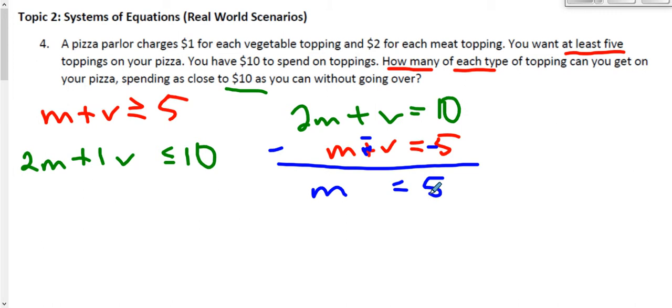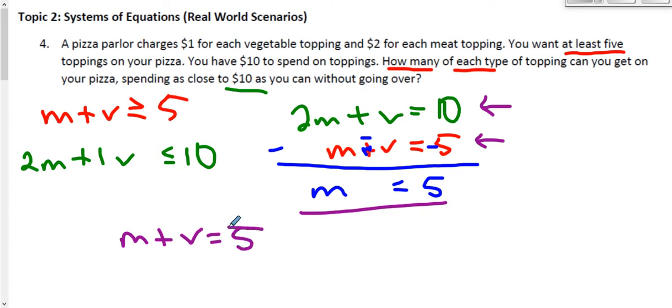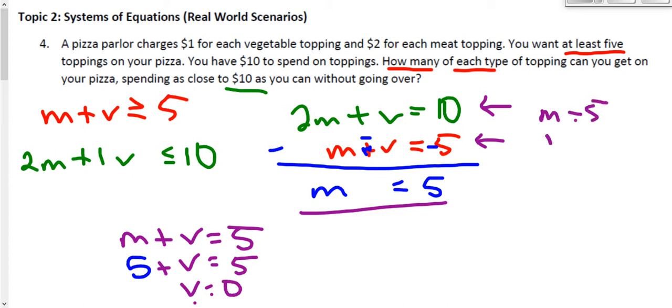Now I also need to find how many veggie toppings that would be, so I can plug this number, m equals 5, into either one of the original equations, doesn't matter which one, to find my other number. Now the easiest one to plug it into is m plus v equals 5, and if I plug in m is 5, then the number of veggie toppings I can add to that to get 5 is going to be 0. So one of my possible solutions is that m equals 5 and v equals 0. And that is one of my 6 possible answers.